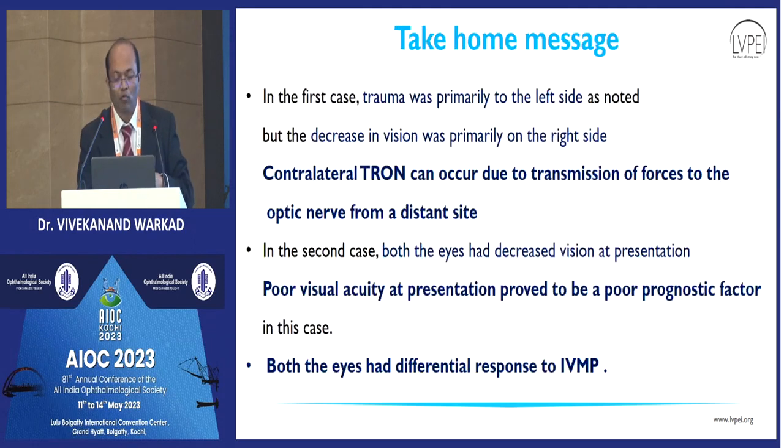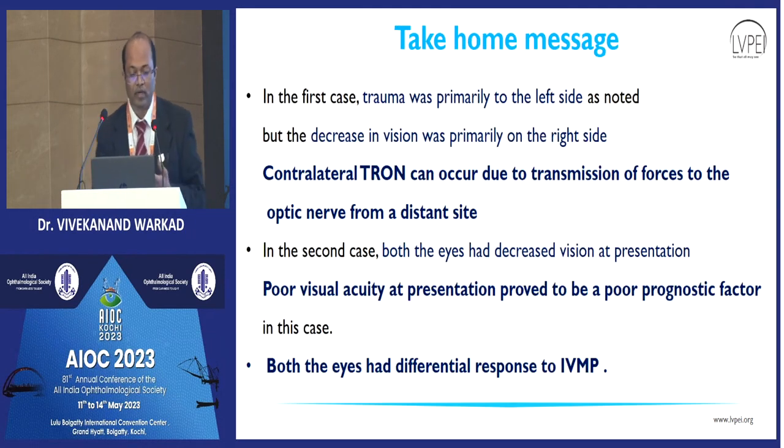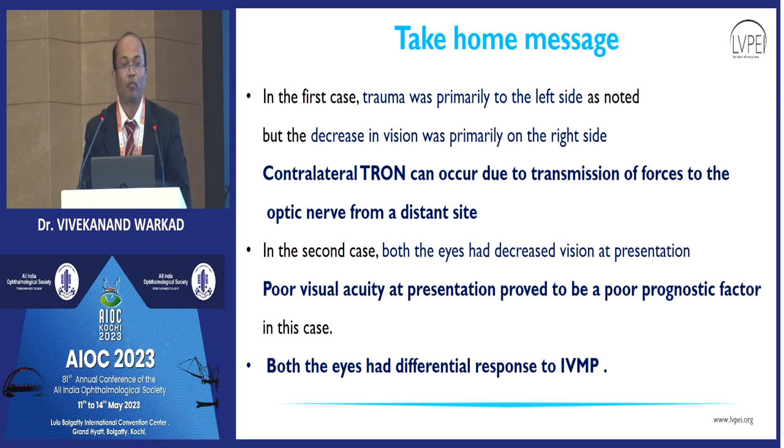although there was not much improvement in the left. So what is the message I am trying to give? Trauma was primarily to the left side in the first case, and the decreased vision was on the right side. So contralateral TON can occur. In the second case, poor visual acuity at baseline proved to be a poor prognostic factor. So both eyes had a differential response to the IVMP.